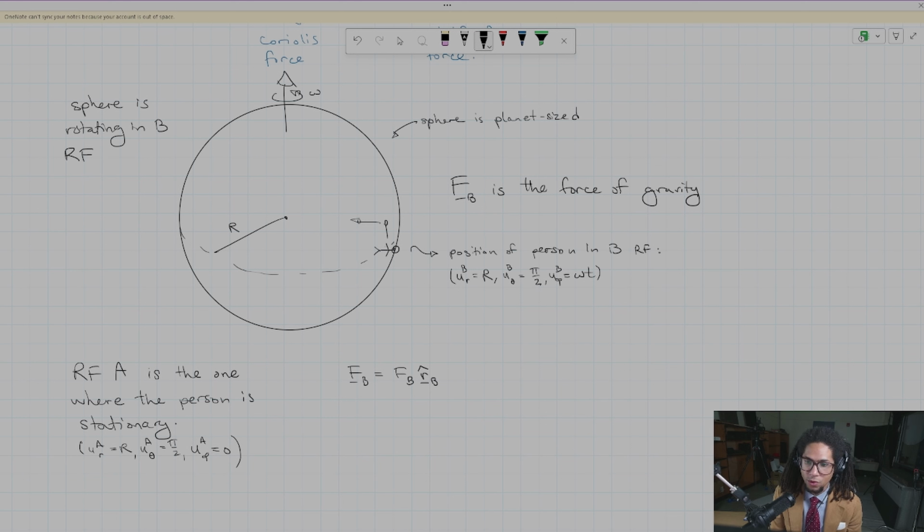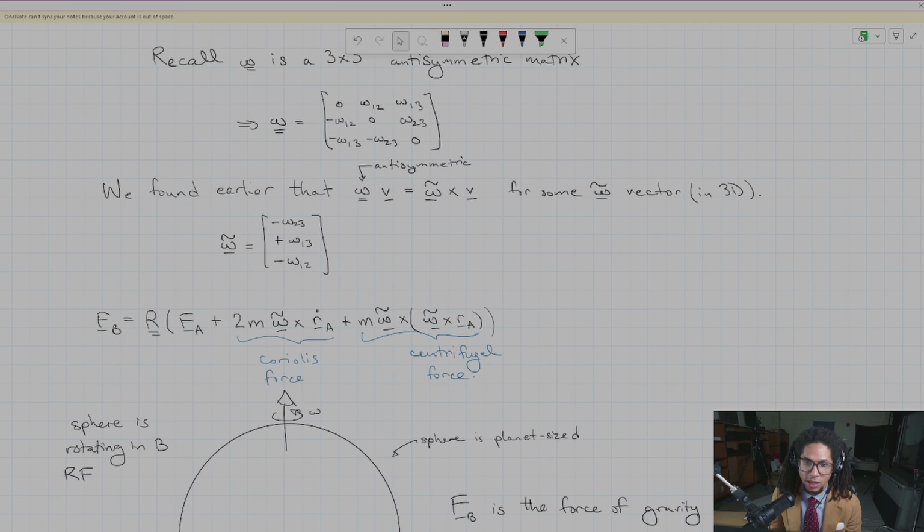Okay, so the first term here is the one in which I rotate the correct amount. So I'm rotating about the z-axis by angle minus omega t. So F_A is equal to R inverse F_B. The next term that I need is to take the negative of this to be my Coriolis force.